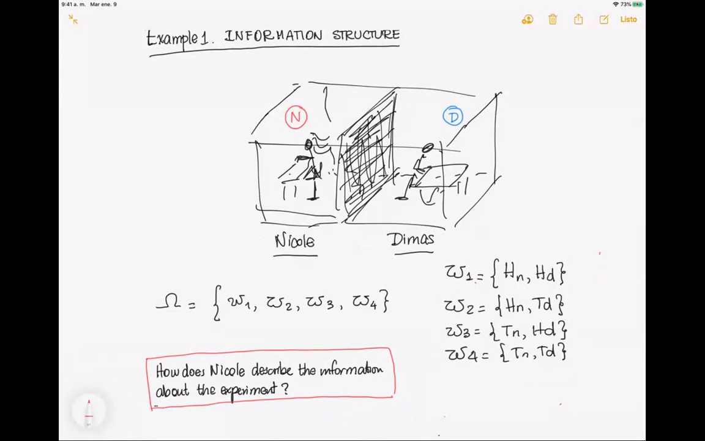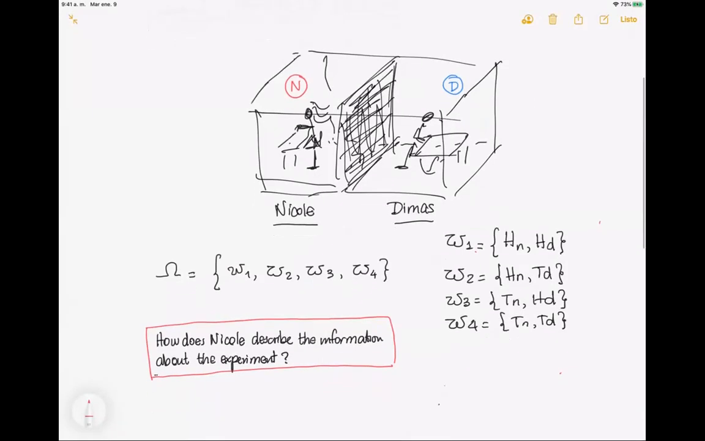In order to do this, we realize that Nicole can only see the nickel. So if the nickel comes out heads, she cannot discern whether it was omega 1 or omega 2 that occurred, because she doesn't know the result of the dime. By the same token, she knows if the nickel comes out tails because she can see it. But then there are 2 elements in omega where the nickel comes in tails.